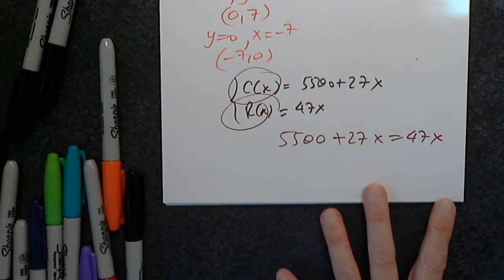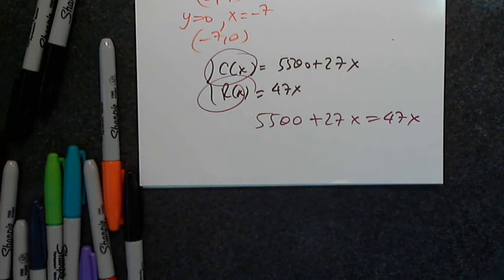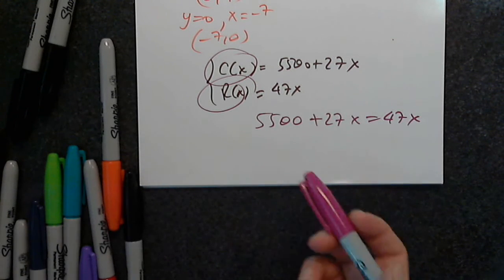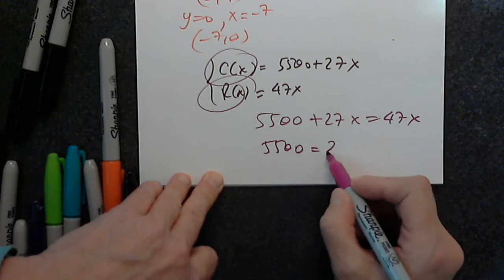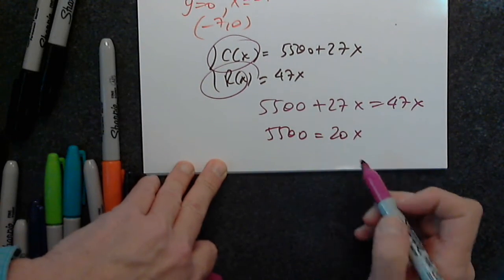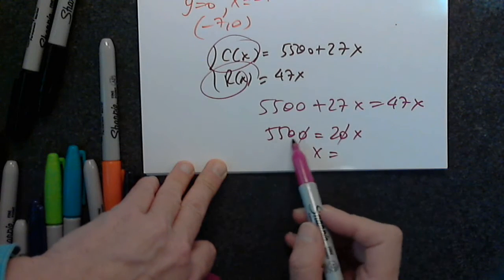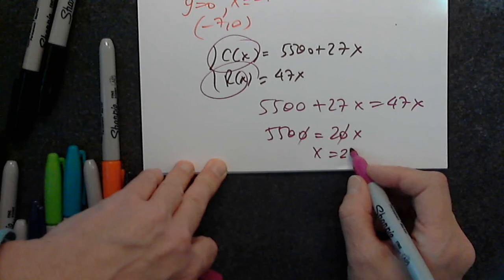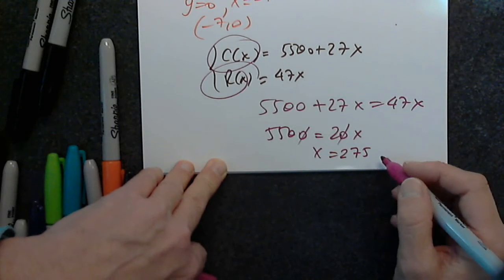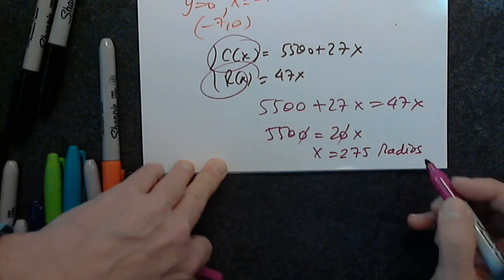Right? The cost and revenue are the same, and therefore profit will be zero, and that is going to give us the break-even point. So all I have to do is subtract 27x from both sides. So I get 5,500 equals 20x, and I get x equals 550 divided by 2. So this will be 275. Correct me if I'm wrong. And this is radios.